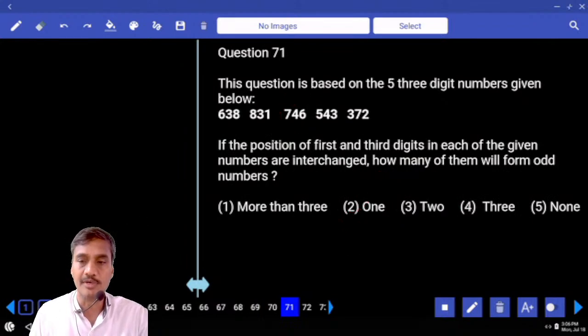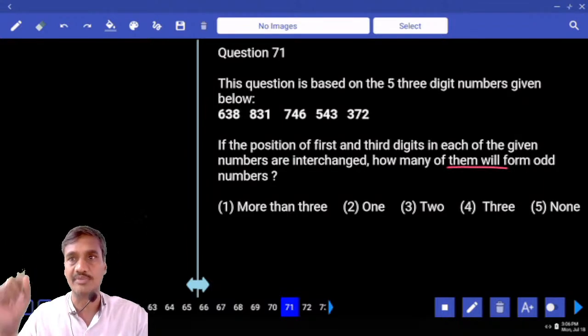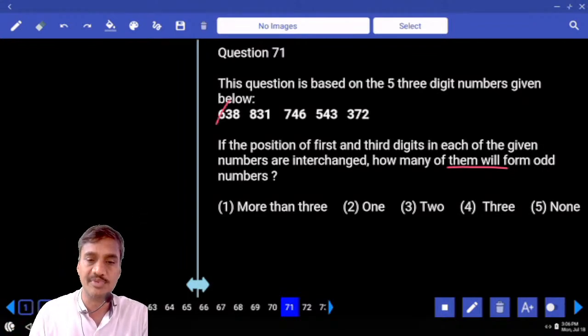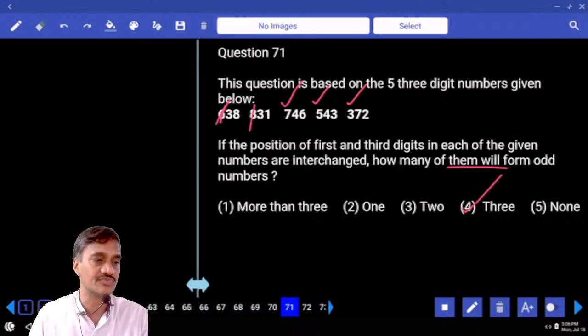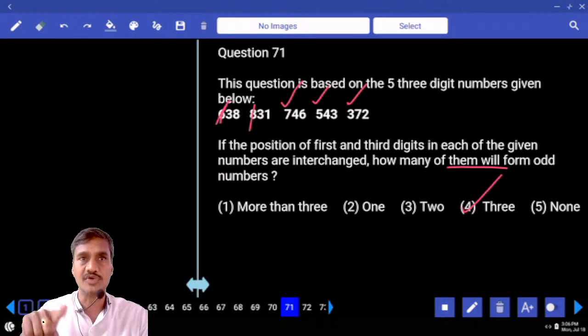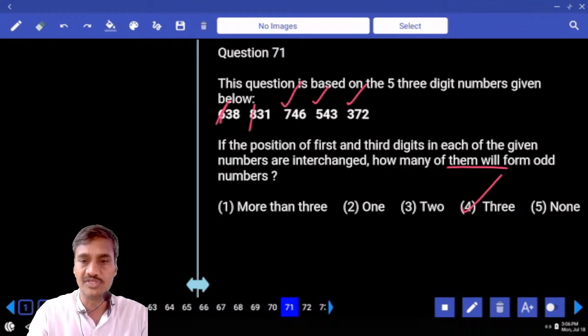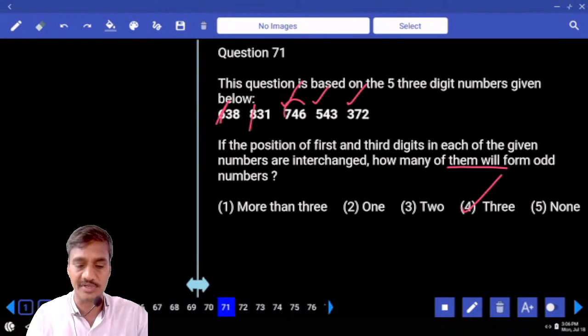Then 71. The positions of the first and the third digits of each of the given numbers are interchanged. That means the entire number is reversed. Then how many numbers will form odd numbers? Odd numbers means which digit is coming to the last place? The first digit. Among the first digits, if it is an odd number, then the new number will be odd. Now 6 is even. 8 is even. 7 is odd, 5 is odd, 3 is odd. Hence, what is your answer here? Choice for question number 71. Because the first digit is going to the third place, and based on the third digit, we can decide whether a number is even or odd. If it is an odd digit, then obviously the number is odd.